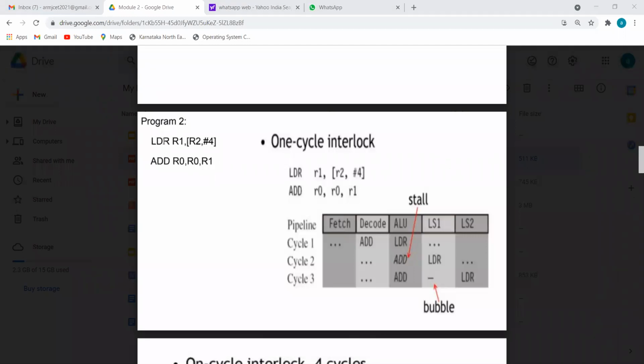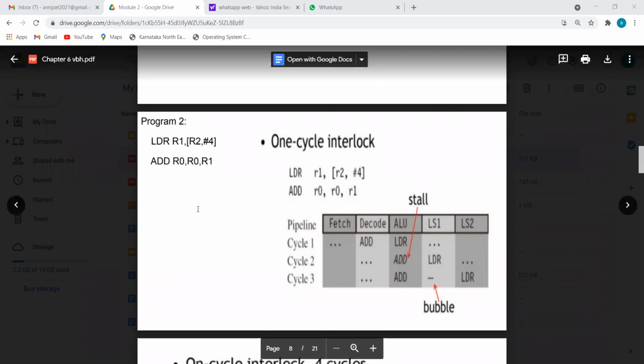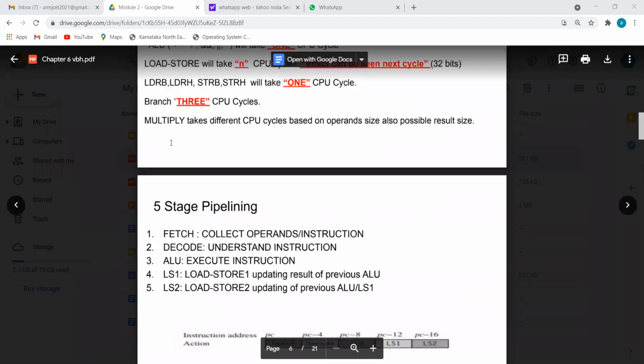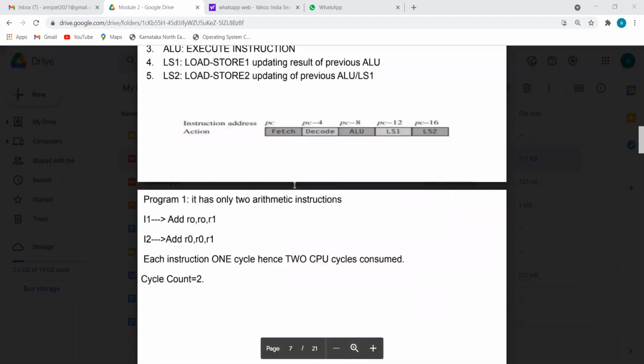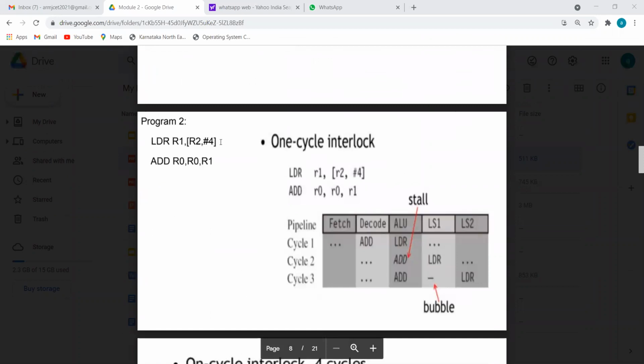What is different here? LDR, is it LDRB, LDRH? No. If it was LDRB or LDRH, I would have calculated one CPU cycle, another CPU cycle, total equal to 2 CPU cycles. Because I mentioned in the previous slide, if LDRB or LDRH is there, I have to assume one. So this line will take one, this line will also take one, so it is 2. But there is no suffix for LDR, so I have to think.